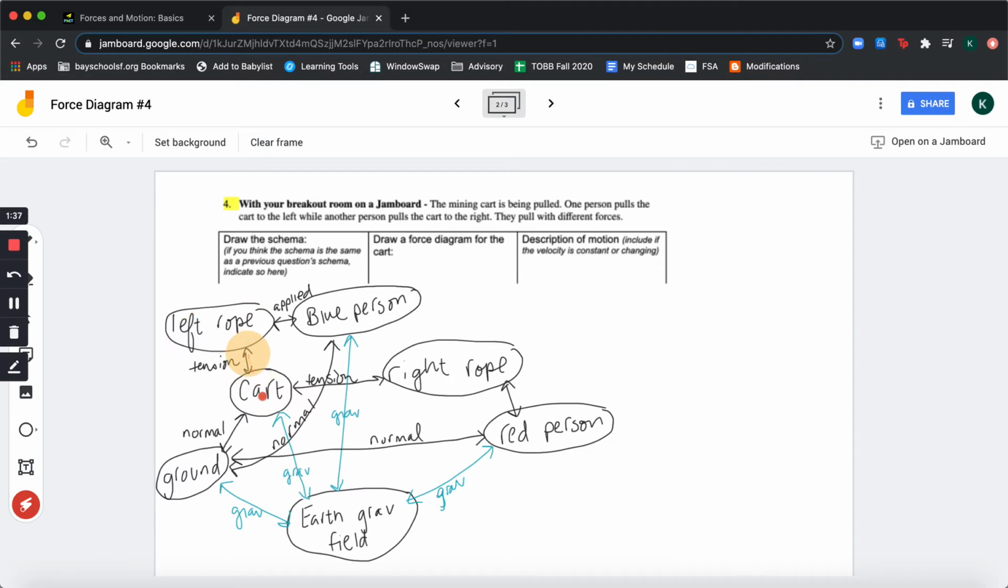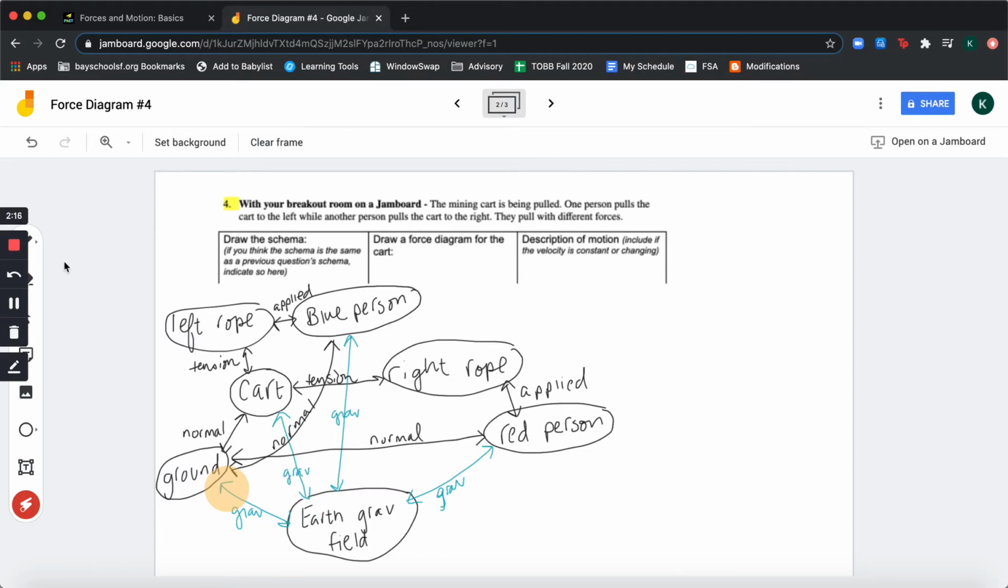the cart and the left rope with a tension, the left rope and the blue person with applied force, the cart with the right rope, also tension, the right rope with the red person, which is applied force, the cart with Earth's gravitational field with the red person, the blue person, the cart, and the ground. And then, of course, we have the people and the ground with normal force.